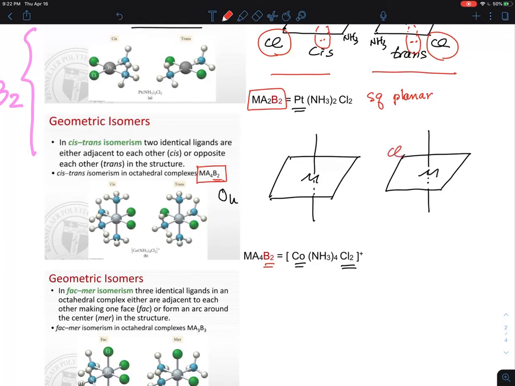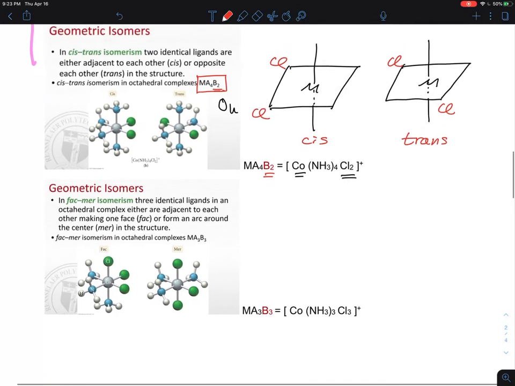If I put the chlorine on the opposite side, that will be the trans, okay? And anywhere else is going to be cis. If I put this one, it will be the adjacent side. If I put it there, there will be 90 degrees. Even this one is 90 degrees. So the only trans is here, okay? Whereas if I put chlorine here and chlorine here, there will be a cis. So this will be a cis metal complex geometric isomer, and that's a trans metal complex geometric isomer.